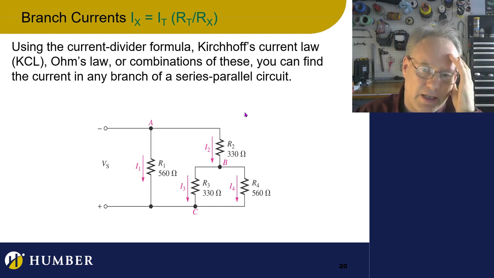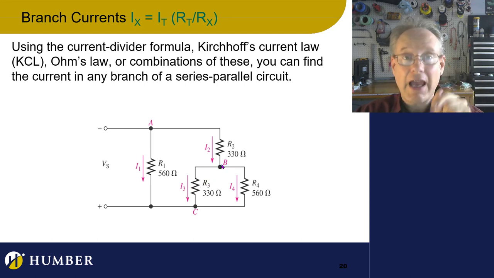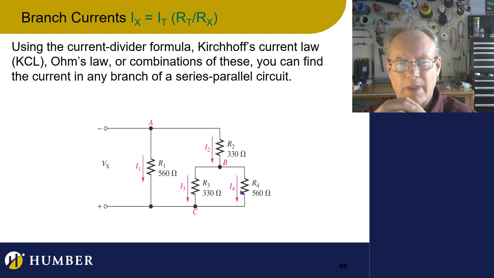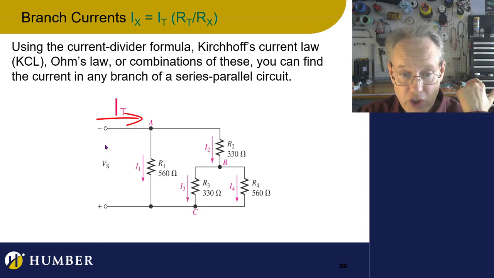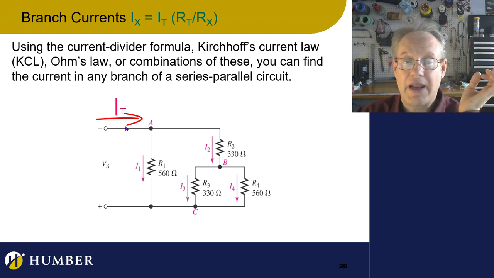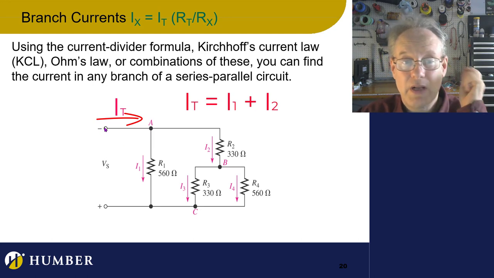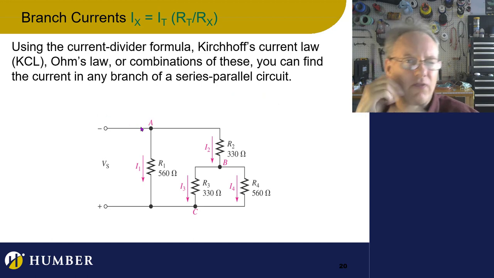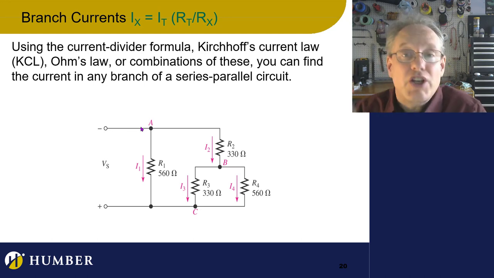So let's just take a look at this. If I knew I2, the current going in here, I know that I2 would be divided amongst R3 and R4. If I did know that a certain amount of current was going through here, which would be the total current, the source is here, the total current is going here, that is going to be the current from here and the current from there. So I1 plus I2 is the total current. Now, I want to use the current divider formula to figure out how much current is going through R3. Not R1, not even R2, just R3.